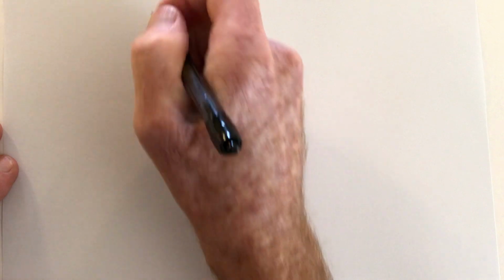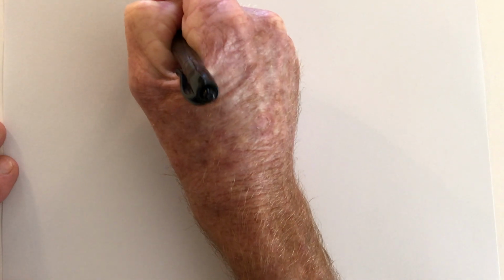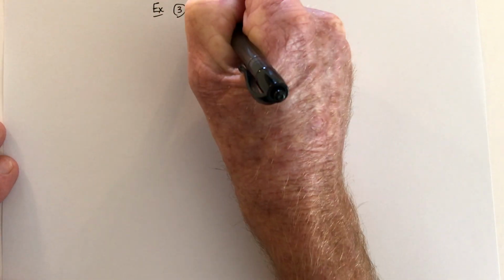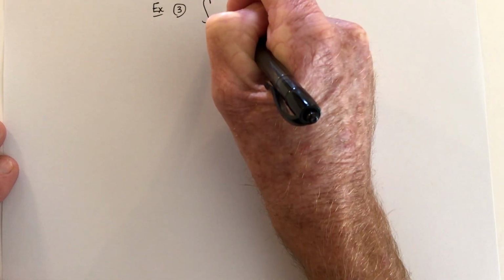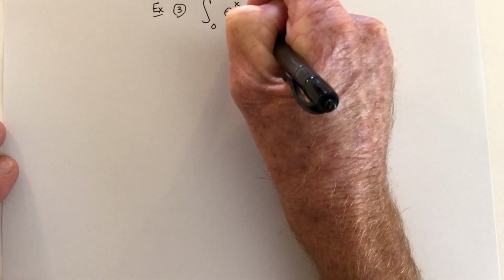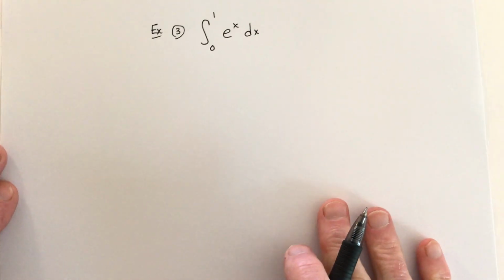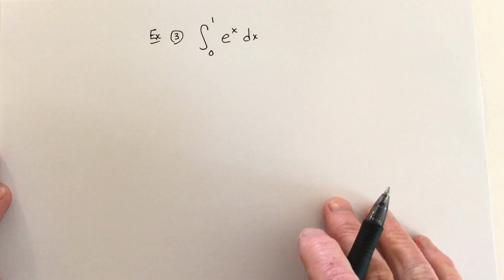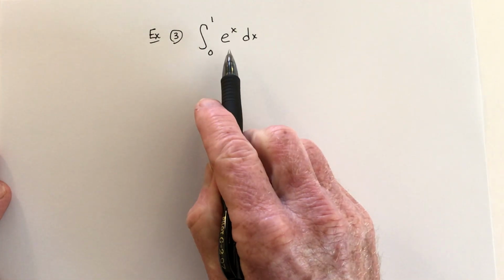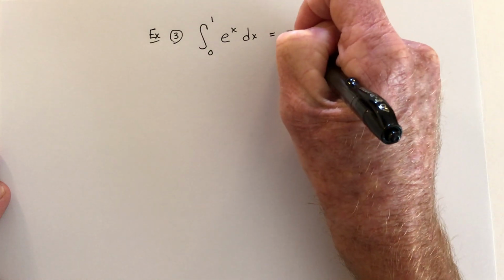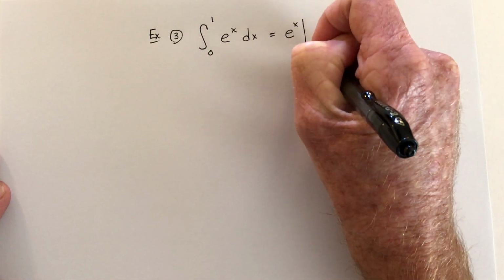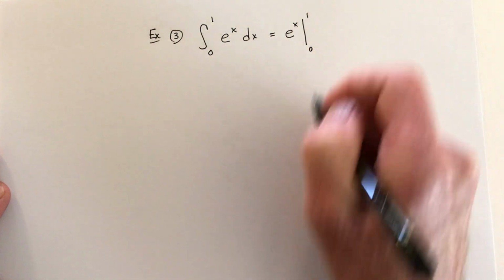All right, for these next few, I'm not going to draw the graph. It's just going to be find the antiderivative. So for example, number 3. So find the area under the curve as x goes from 0 to 1 if it's the e to the x function. So the derivative of the e to the x is e to the x. That means the antiderivative of e to the x is also just e to the x. And then evaluate from 0 to 1.